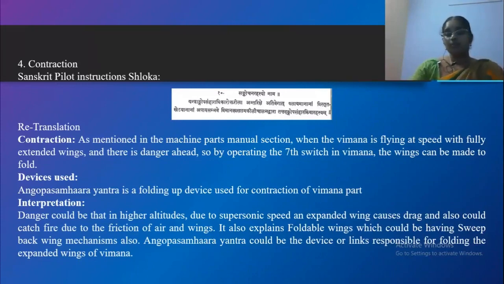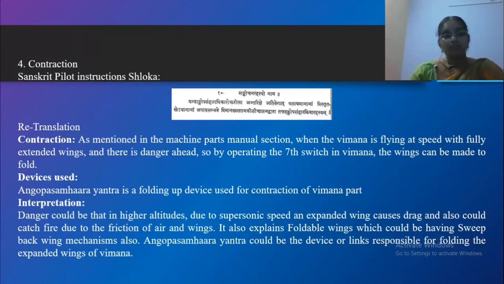So if you all know about the Pushpaka Vimana in Ramayana, I'm going to explain in detail about it in the next slides. If you remember, it also has wings. In this sloka from the Vaimanika Shastra, they are explaining that the extended wings are there, and when there is a need to fold them, they can be folded. The contraction is there, and the device they have used is the Agnopa Samhara Yantra, a folding-up device used for contraction of the Vimana parts.